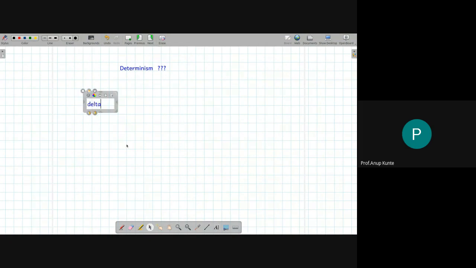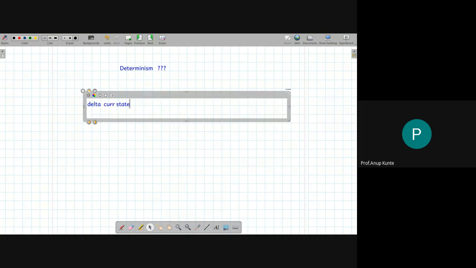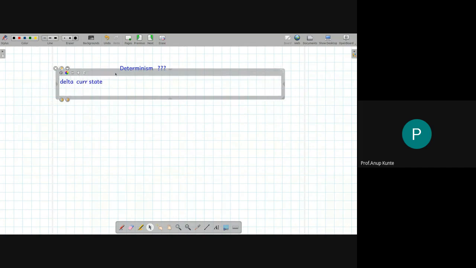This function delta takes two inputs per se. One input is the current state, and the second input is the current input. These are the two things that delta takes as input. Now, since it's a mapping, it will produce a result. So suppose I'm calling the delta function, then its result would be the next state. That is what we expect.